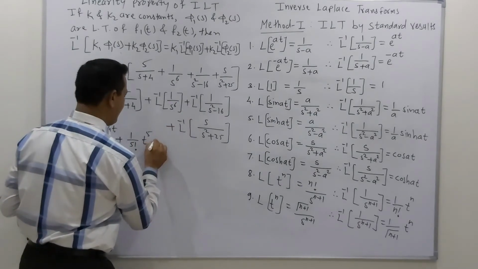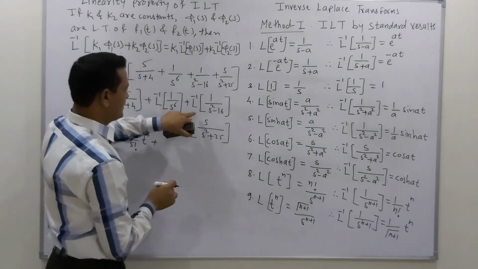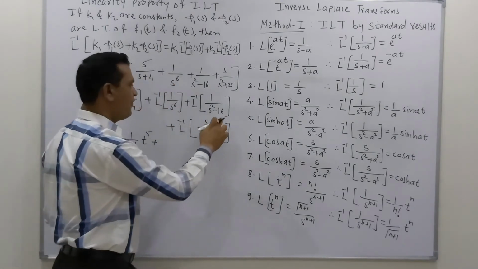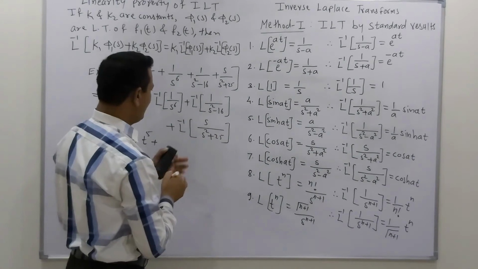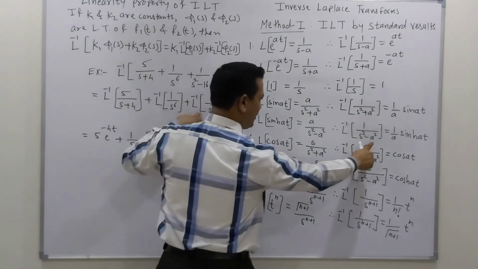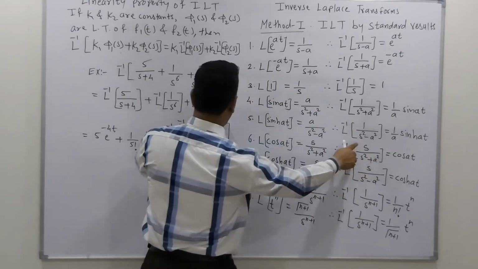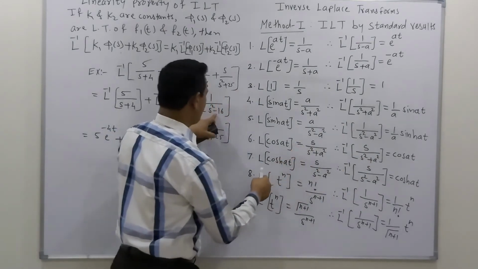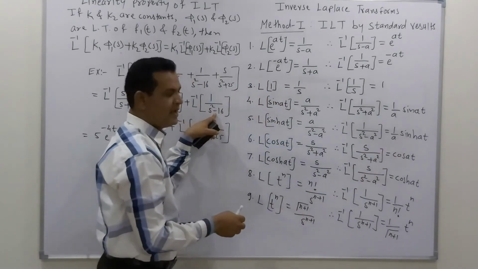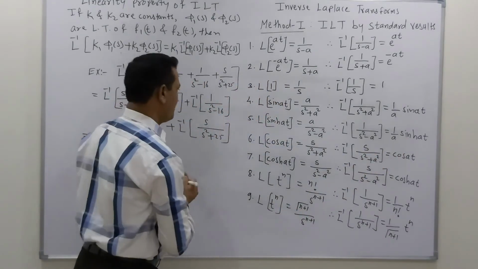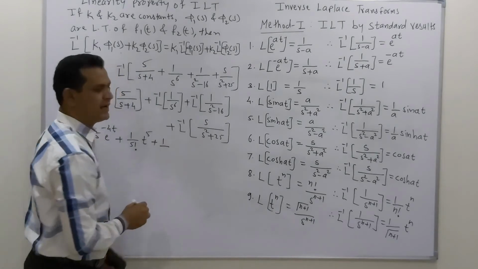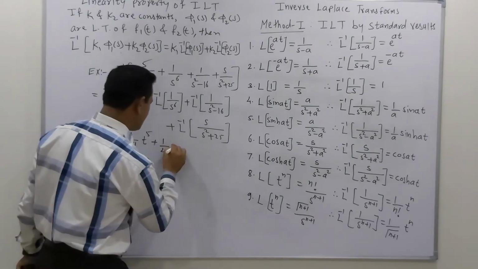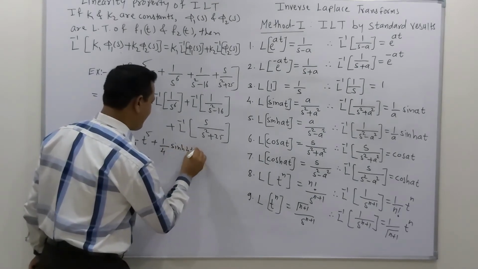Now if we compare this third term, s square minus 16, with numerator value 1, and with the hyperbolic function, we get the value of a as 4, because 4 square is 16. Because of this minus sign we can use the hyperbolic function, and the numerator value is 1. So we can write this as 1 upon a, which is 4, into sinh of 4t.